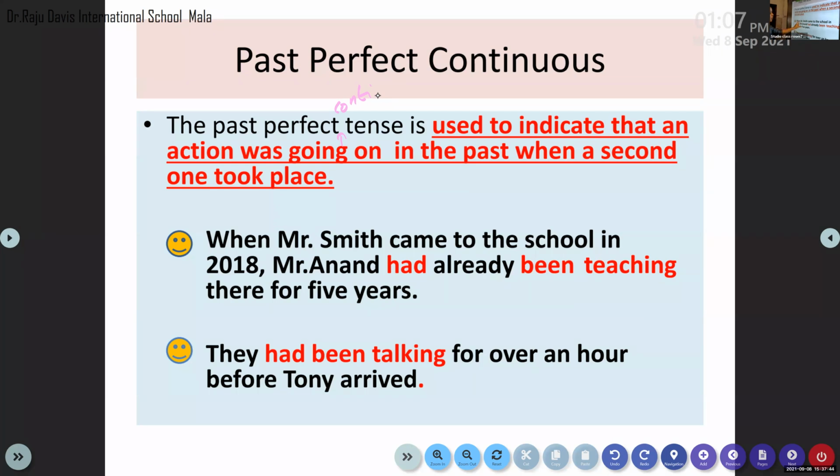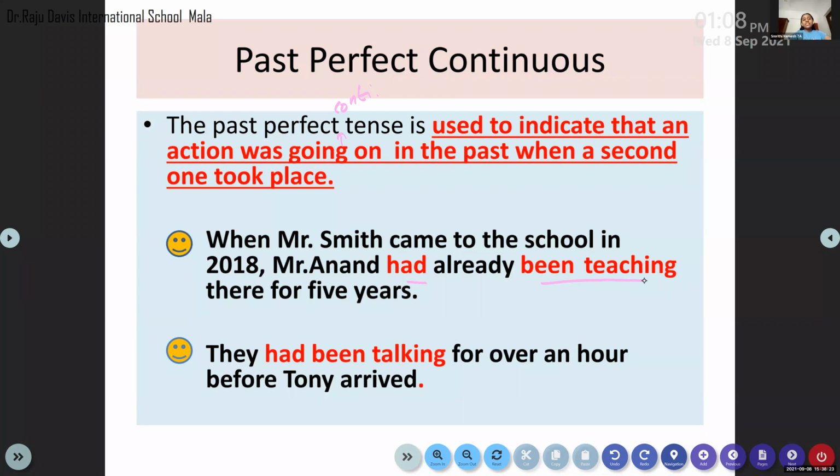So keep this example in your mind and read the description. According to the grammarians, we can use past perfect continuous to indicate that an action was going on in the past when a second one took place. So the first action: Mr. Anand had already been teaching there for 5 years. Can you tell me the year Mr. Anand joined that particular institution?